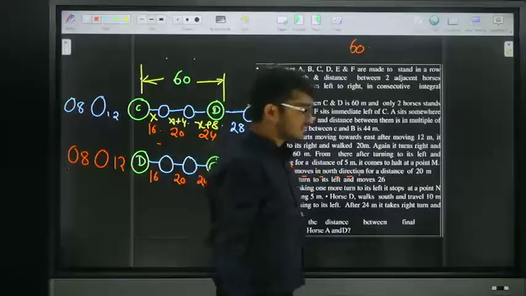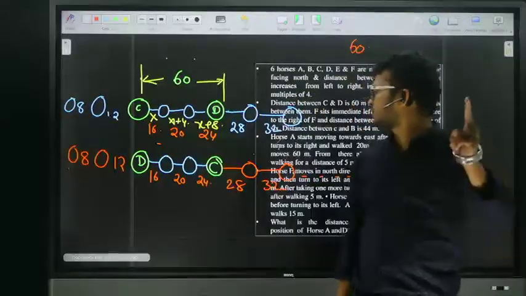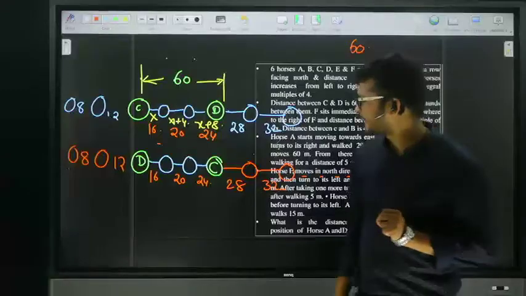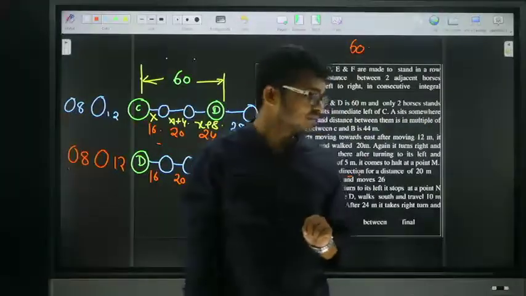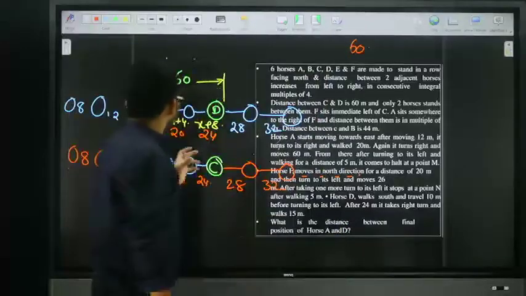Yes, friends, now in total there is a chance to get 2 possible distances. Friends, here the distance between each horse is a successive multiple of 4. So friends, here the mention is what?